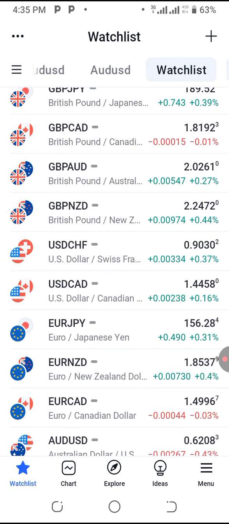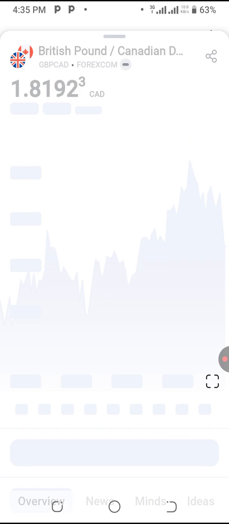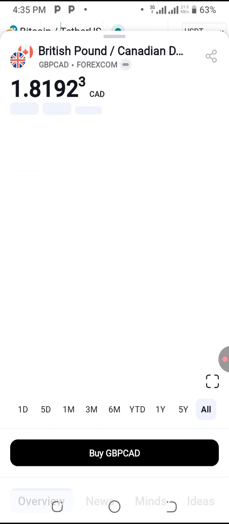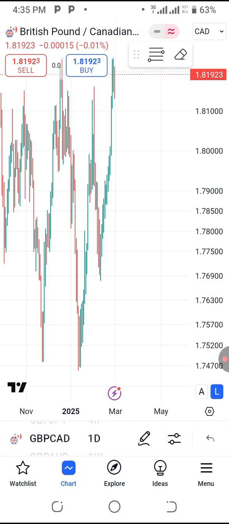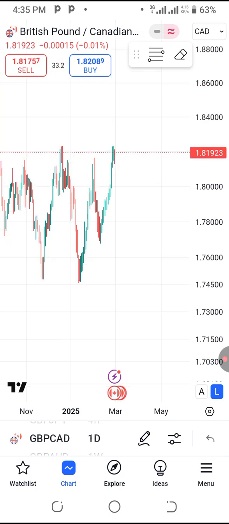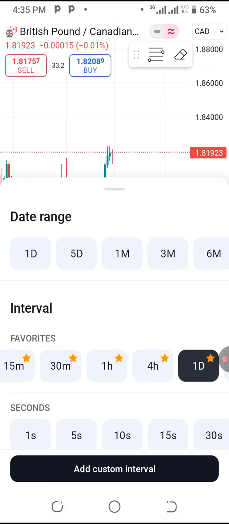So the ones I'm anticipating right now, for GBP CAD, I anticipated it right last week. Aussie, NZD, all of them gave that nice anticipation that I had. Though there are a lot of pairs someone can take, you just have to take a few that you can manage or grow with. That is how it is.